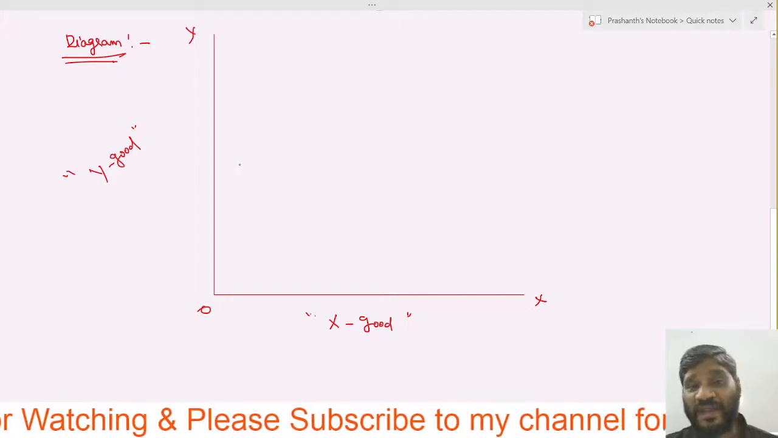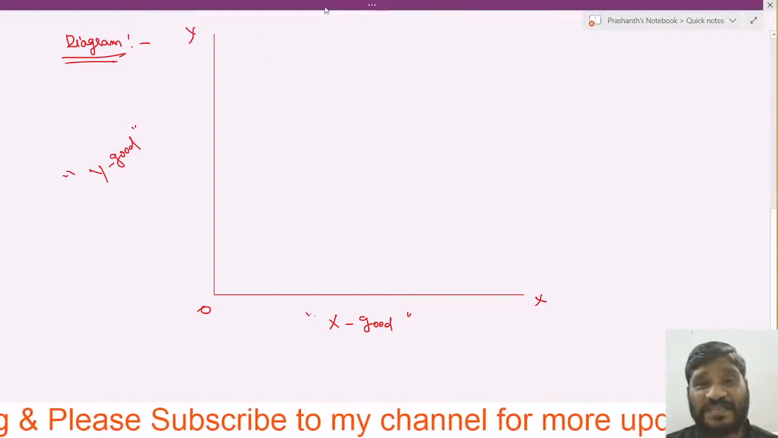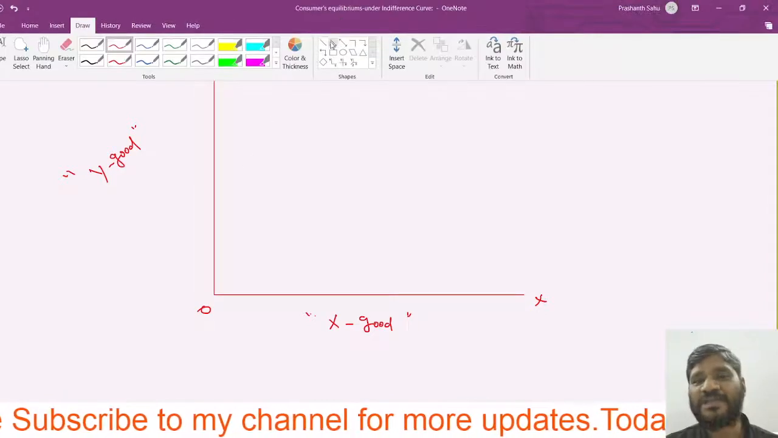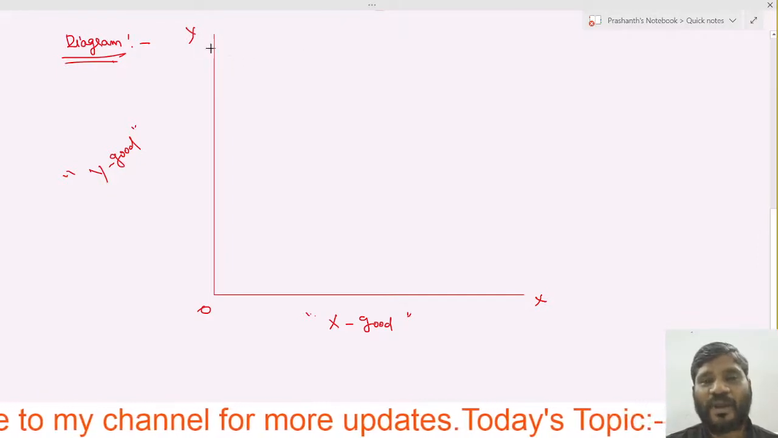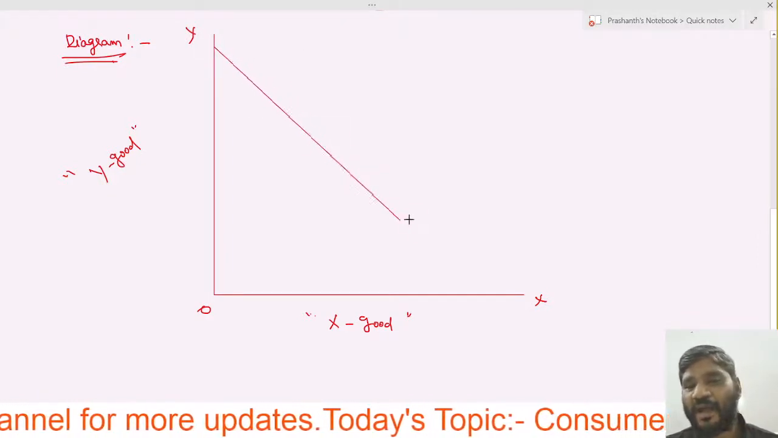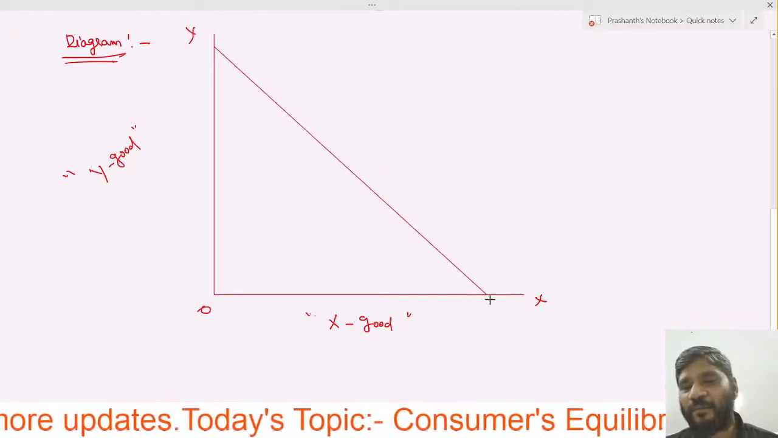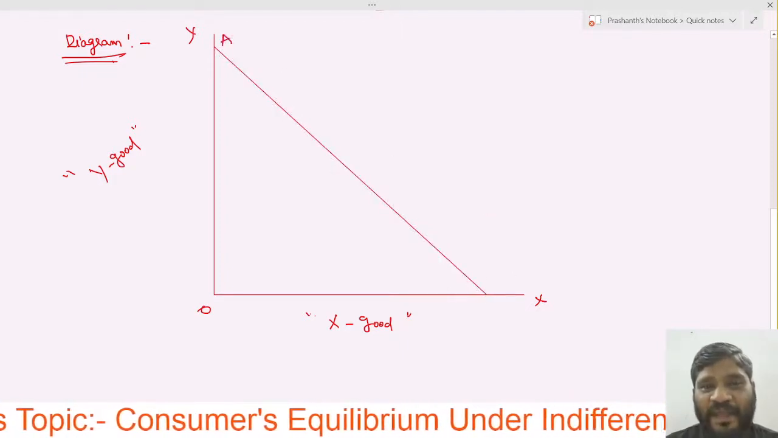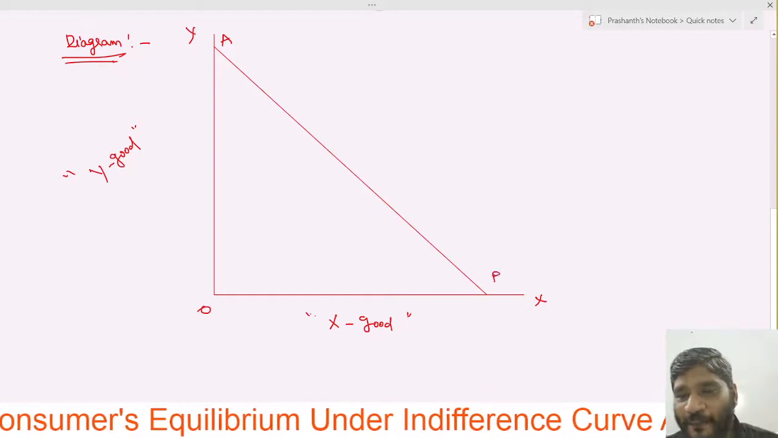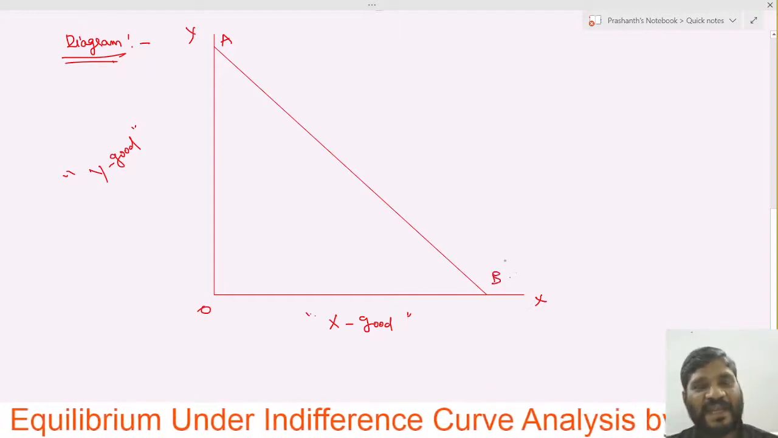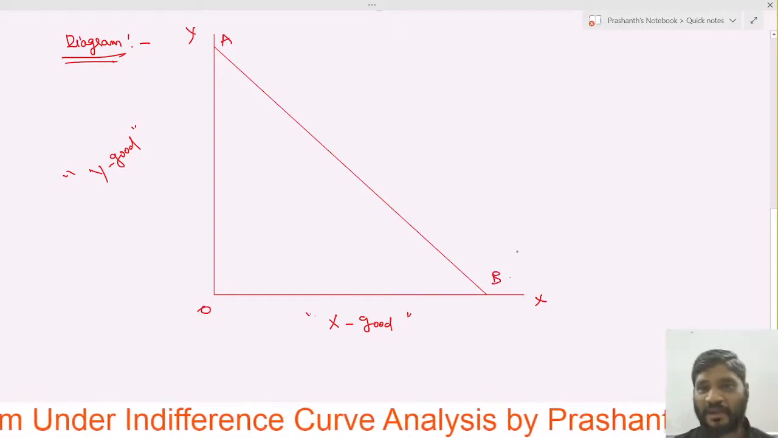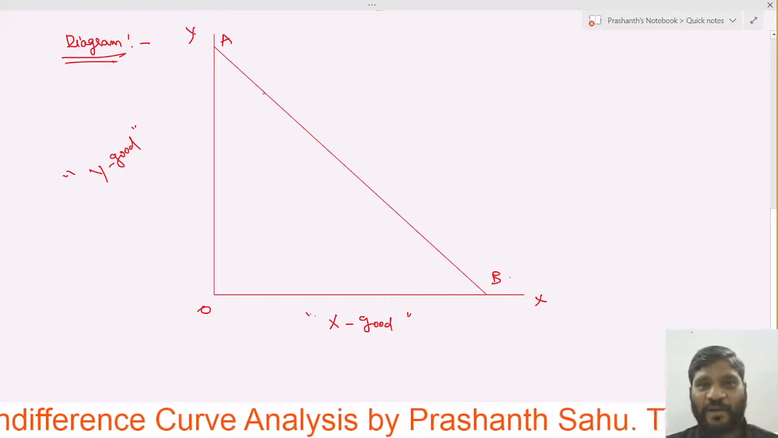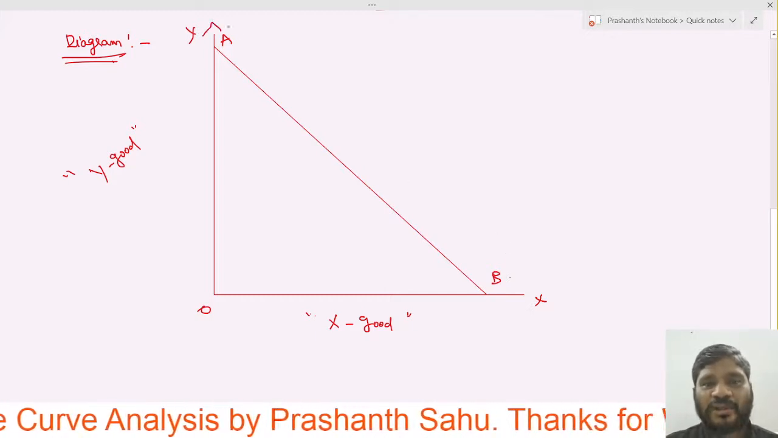What do we require? First of all, we require the budget line. Let us draw that budget line. Here I am drawing this budget line. This is the point A and this is the point B. This is the budget line or price line. So the budget line is there, and the price line is also there.